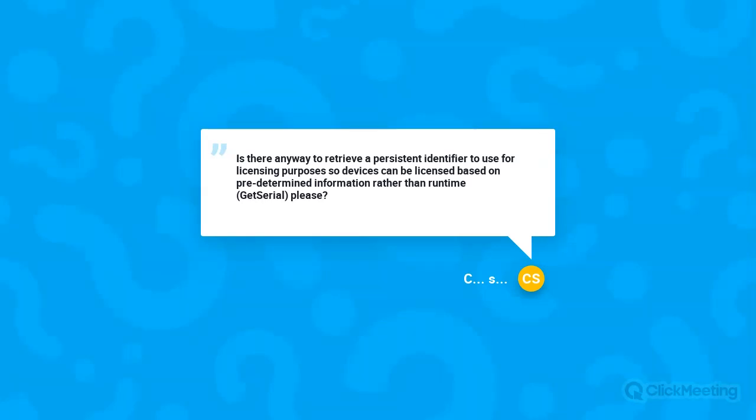Is there any way to retrieve a persistent identifier to use for licensing purposes so devices can be licensed based on predetermined information rather than runtime?